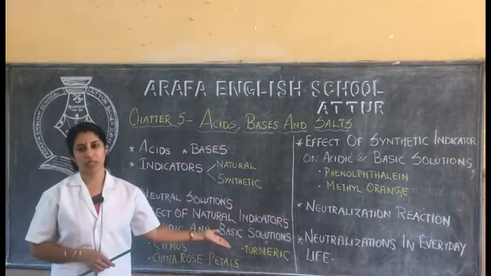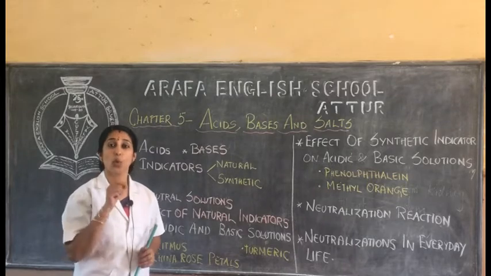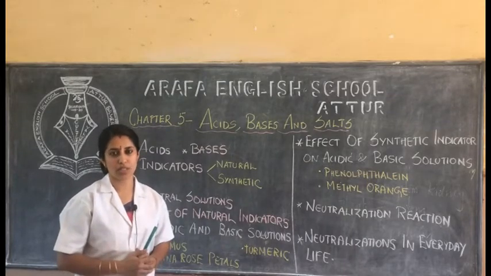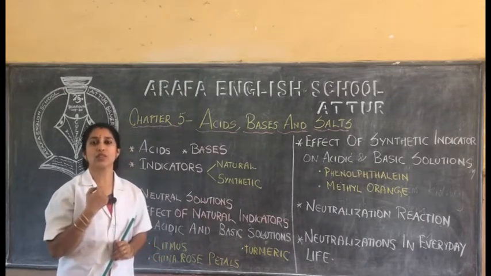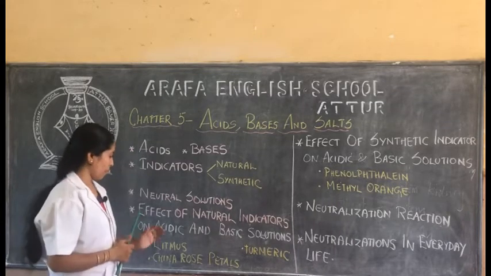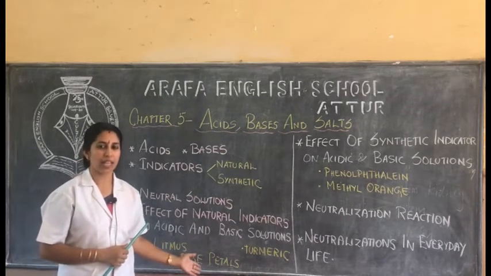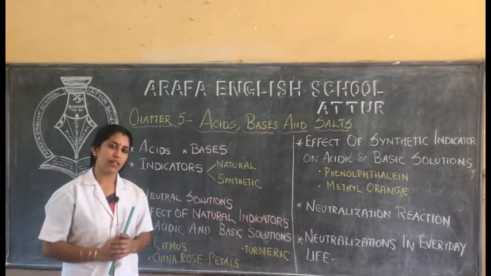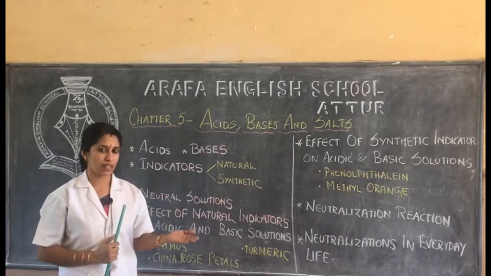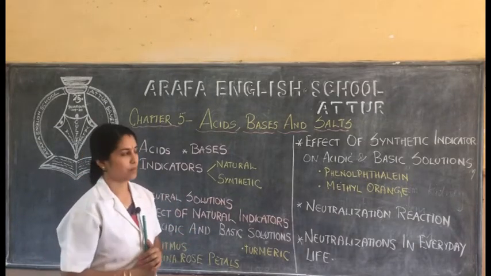The second is turmeric. Turmeric is a natural indicator which shows a color change only in basic solutions, that is it changes into red, whereas in acidic solution no change. China rose petal is another example of a natural indicator which changes the color to dark pink for acidic solution and green in basic solutions.